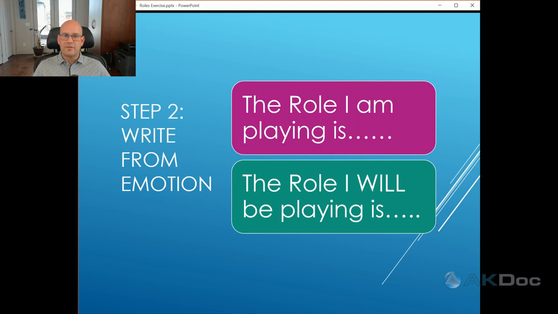So step one of this is you have to write this from emotion. That's the key to this exercise. It's not empirical, your wisdom and your knowledge and your consciousness. It's writing from emotion, and you need to write this down. So the two parts of this are: the role I'm playing is, and then the role I will be playing afterwards. And that's where you essentially put the confident part or the alter ego of the role you're playing.